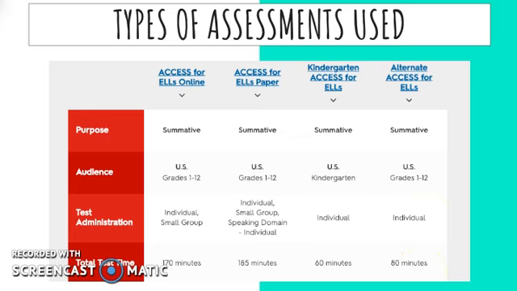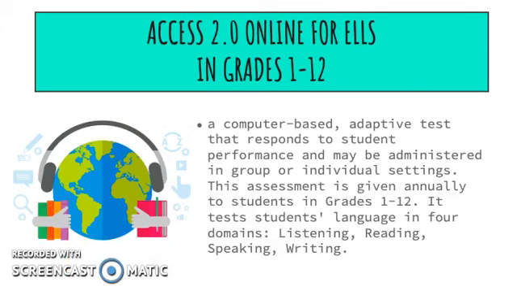On the next couple of slides, I'm going to talk just a little bit more about each of the assessments that are available to students in the Colonial School District. Once again, the Access 2.0 online for ELLs is for students in grades 1 through 12. It's a computer-based adaptive test that responds to student performance, meaning that it might get a little easier or a little bit more difficult depending on how the student is performing on the assessment.